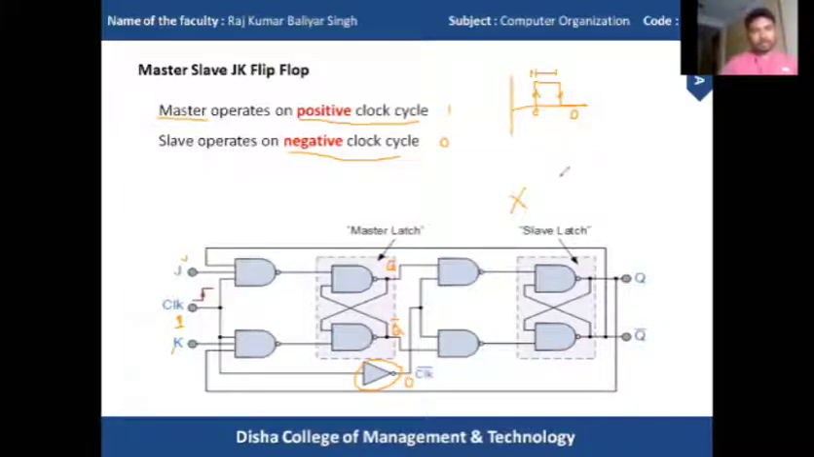So the master will operate in the positive clock cycle and the slave will operate in the negative clock cycle. Again, we are not thinking about the values of J and K. For the slave, Q and Q naught act as the inputs to the slave side, and it will produce the results Q and Q naught.